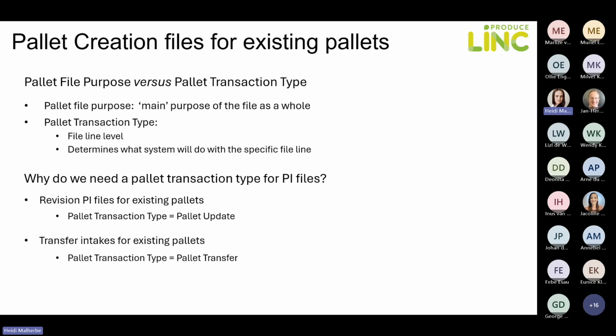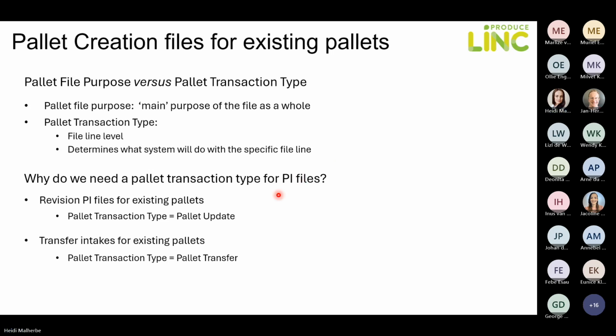So the purpose of a file applies to the file as a whole, but ultimately it's not that purpose that's going to determine what the system will do with a specific line. For that, it looks at the pallet transaction type, which is on a file line level. And that determines what happens when that line gets confirmed. Actually, even before that, it determines what happens during validation and recheck of that line. Okay.